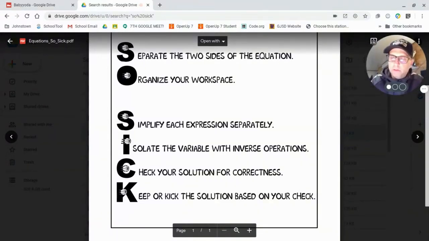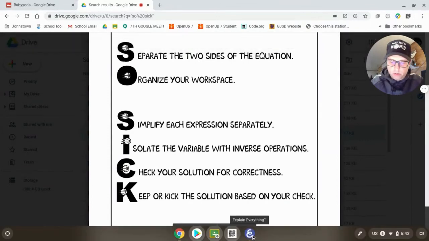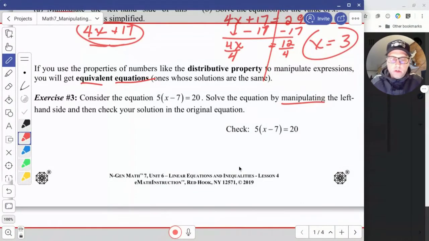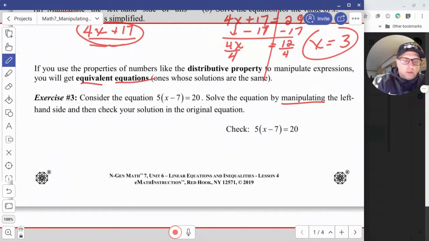All right, let me get smaller. Let me go back into my corner and come back to the worksheet. I'm going to pop back and forth a little bit to show you what I mean by the so sick. So SO means to separate and then organize your workspace. So here we go: 5 times x minus 7 equals 20. Here comes the so part. S, separate. O, organize.